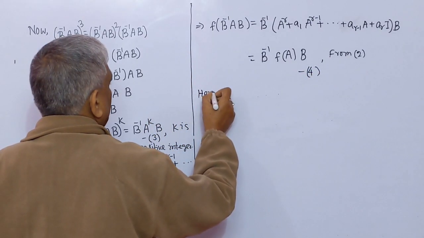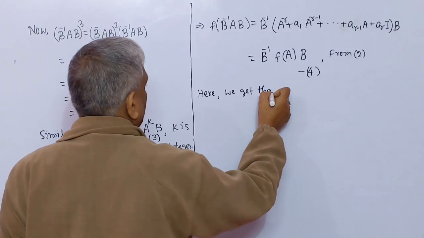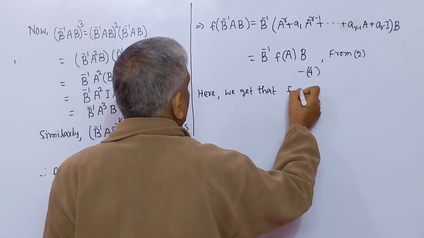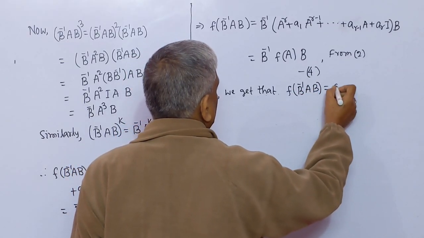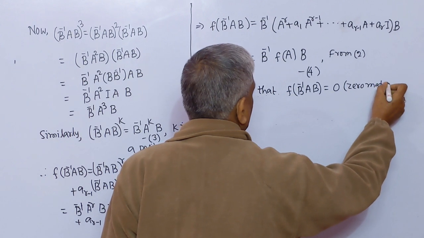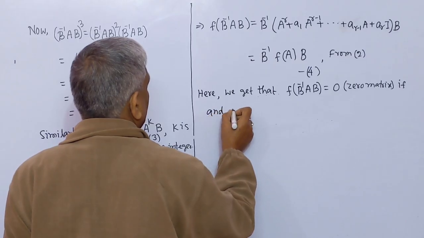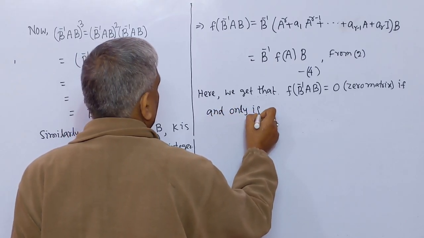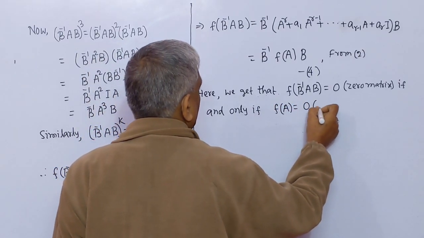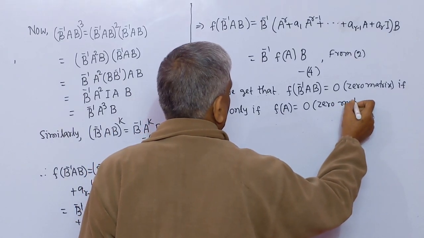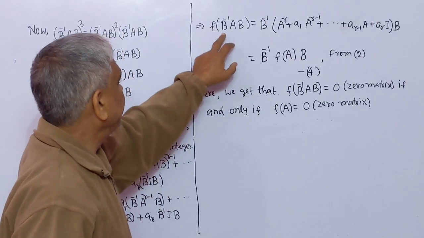Here we get that f(B inverse AB) equal to 0 matrix if and only if f(A) equal to 0 matrix. If f(A) equal to 0 matrix, then right side 0, then left side equal to 0.